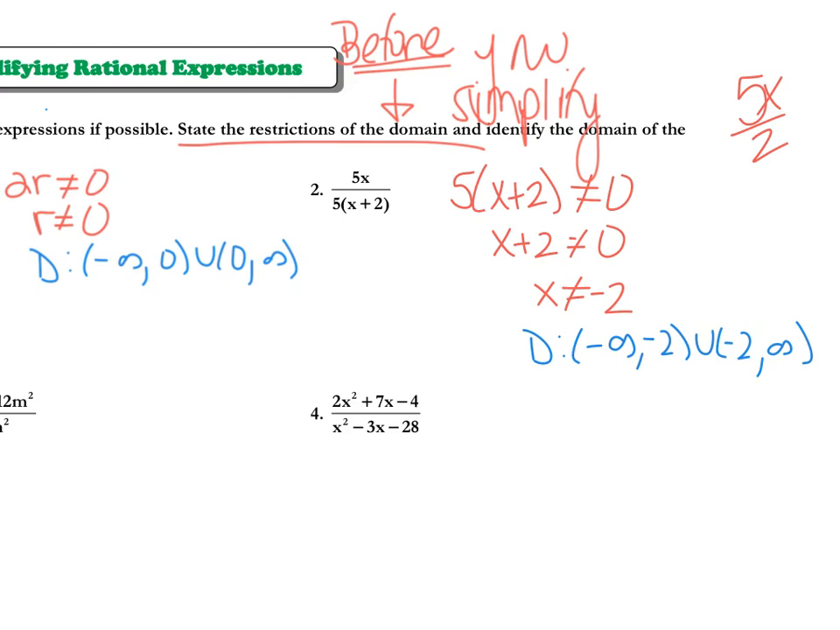Okay. Then we go back up to our expression, and we see what we can cancel. The 5 is on the outside of the parentheses, so I can cancel the 5s. And I'm left with x over x plus 2. Please, please, do not cancel these x's. That's a great active note.